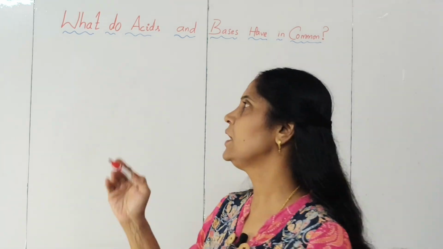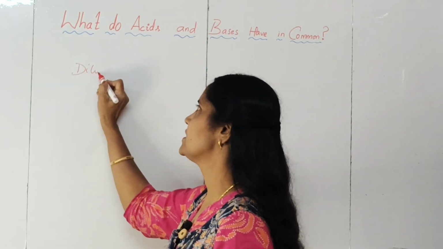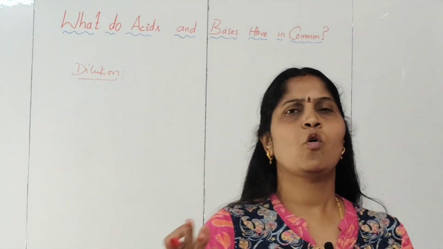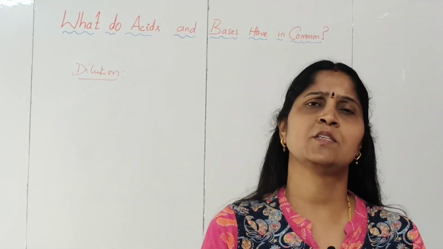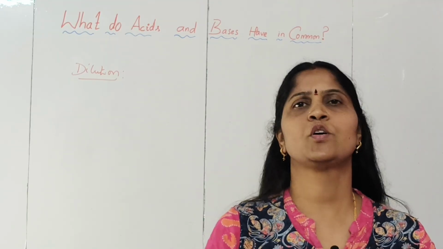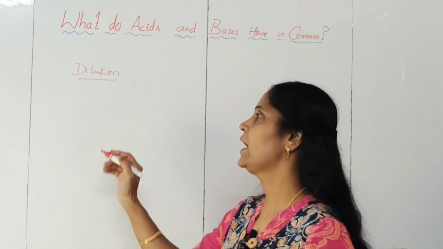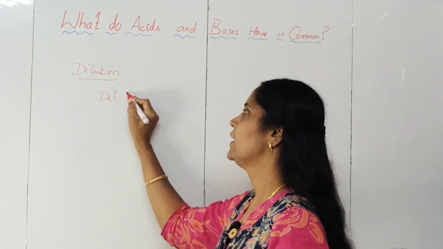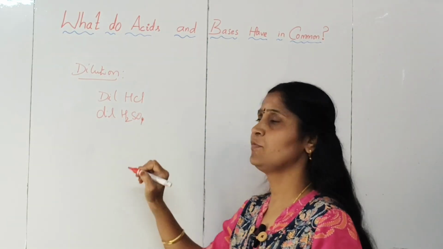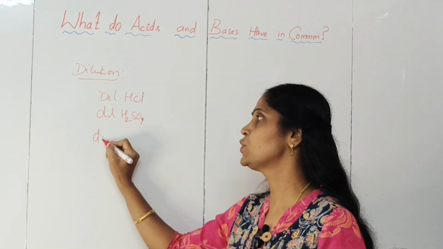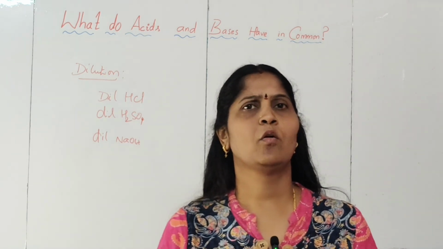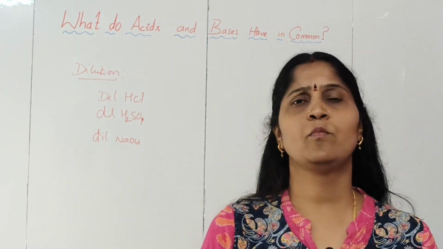Like that only, even in chemistry, we have what is called dilution or diluted acids and bases. So what is dilution? When water is added to acids or bases, they are called dilute acids or dilute bases. When I add water to HCl, it becomes dilute hydrochloric acid. If I add water to sulfuric acid, it becomes dilute sulfuric acid. If I add water to sodium hydroxide, it becomes dilute sodium hydroxide. So in all these cases we are mixing acid or base with water.